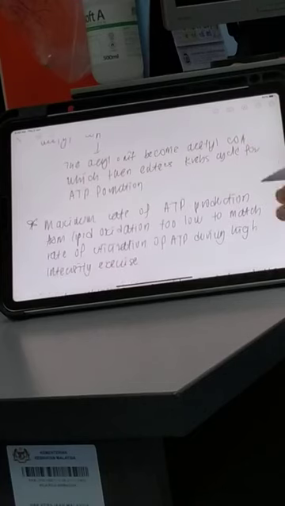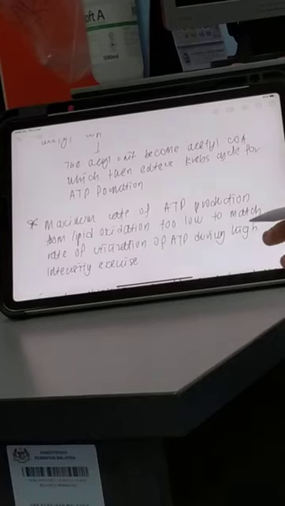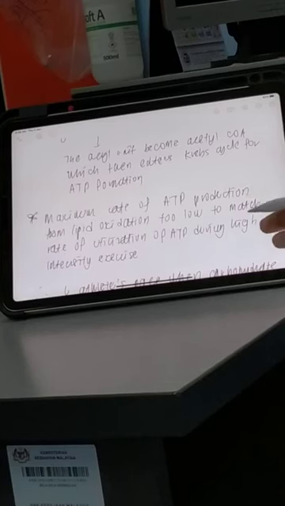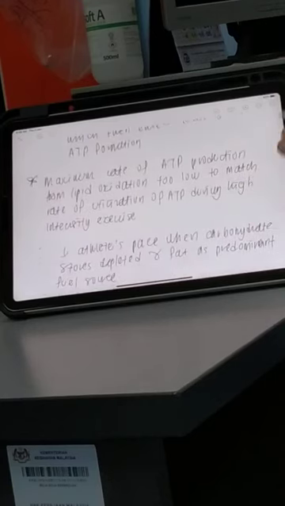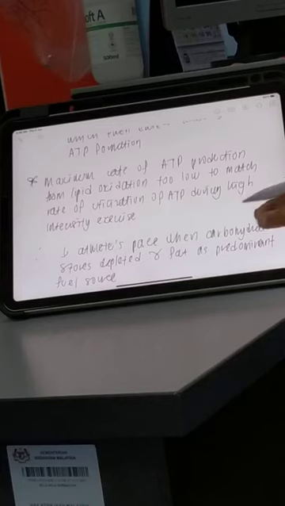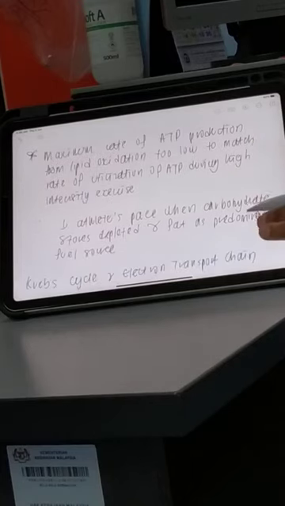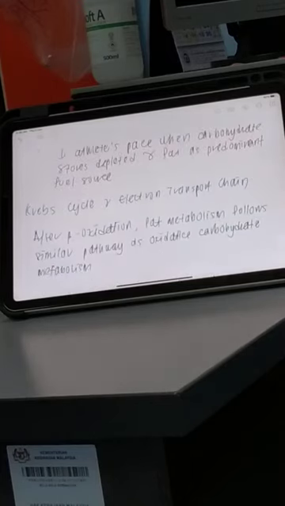So the maximum rate of ATP production from lipid oxidation is too low to match the utilization of ATP during high intensity exercise. So that's why athletes face this when the carbohydrate stores are depleted and they use fat as the predominant fuel. So the next one is the Krebs cycle and electron transport chain for fat.